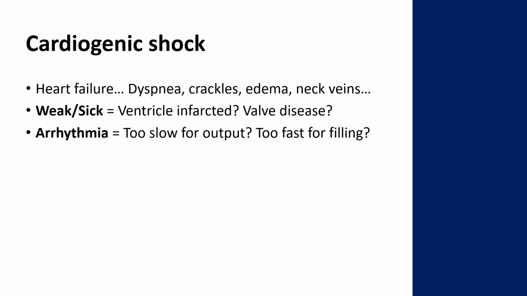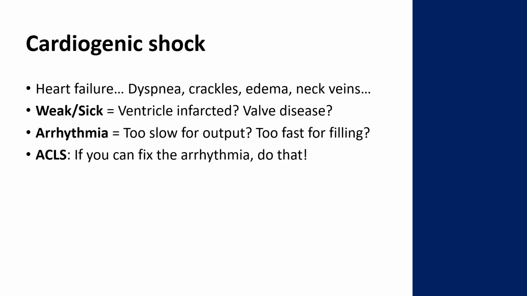The other big category is the one you learned about in ACLS. So you can get cardiogenic shock from arrhythmias. If you're bradycardic, you could be too slow to push enough blood out to tissues. And if you're tachycardic, you could just be too fast to allow the heart to go into a normal diastole and fill.